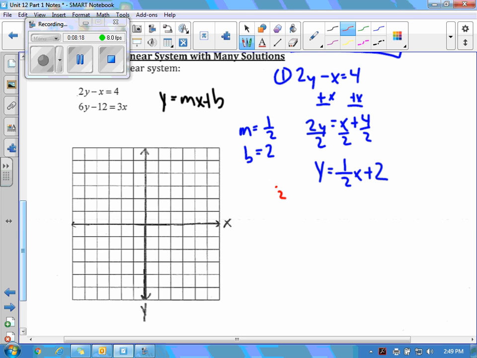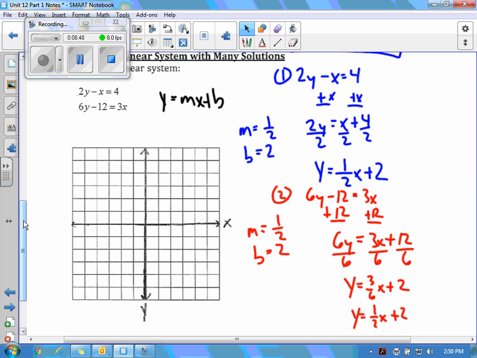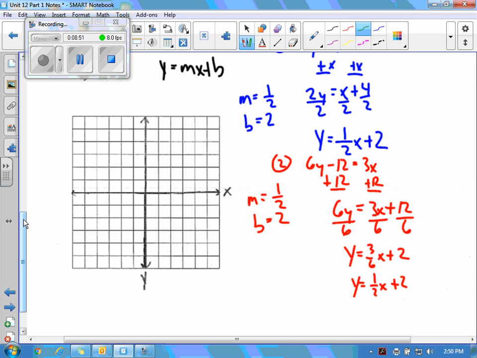For the second one, I have 6y minus 12 equals 3x. I add 12 to both sides, 6y equals 3x plus 12, and I can divide everything by 6. So y equals 3 over 6x plus 2, and I'm going to simplify 3 over 6 to 1/2 x. So my slope is 1/2 and my y-intercept is 2. What I want you to notice about these two is that they have the same slope and they have the same y-intercept.